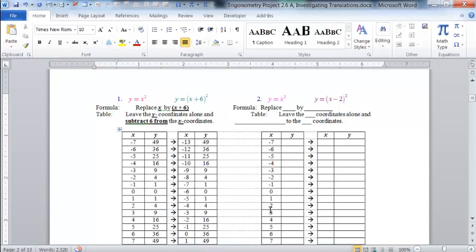Alright, now that we've done one, it should be a little bit easier to do the next one. So again, on this one, what's changed? Well, again, it's the x that's changed. And we replace it by x minus 2 this time. So we replace it by a set of parentheses with x minus 2 there. And in the table, which one are we leaving alone? Well, we're changing the x, but we're leaving the y coordinate alone.